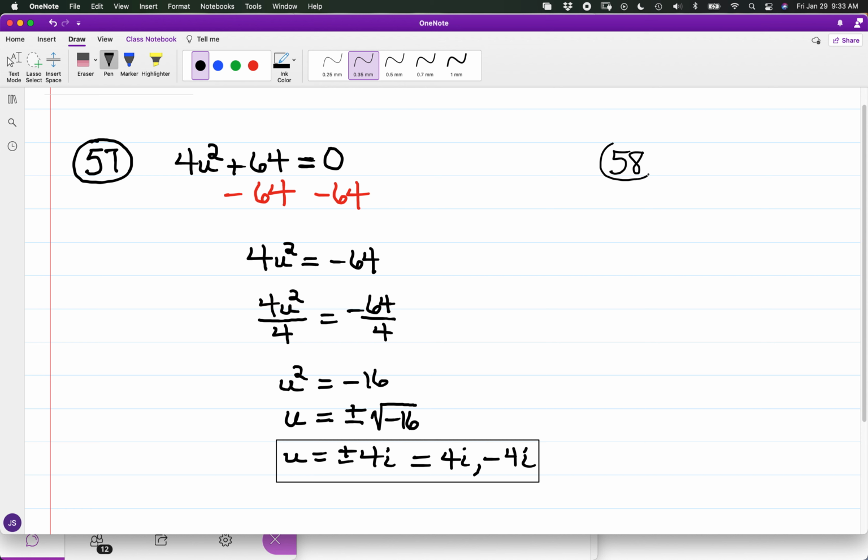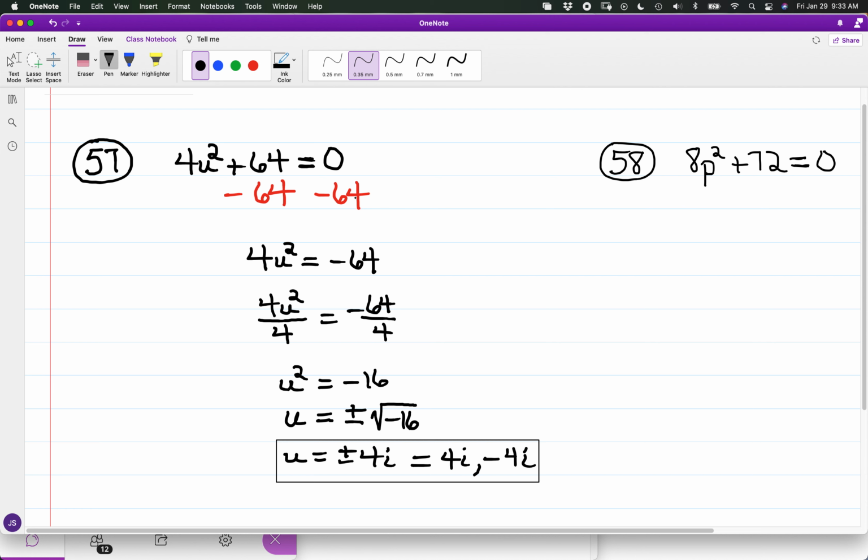This time we are solving for the variable p, and we have 8p squared plus 72 is equal to 0. We have a quadratic equation once again. It's a different letter, but it's in standard form where the only variable term is p squared. We don't have a trinomial. Instead, we just have a multiple of a sum of squares, just like what we had in 57.